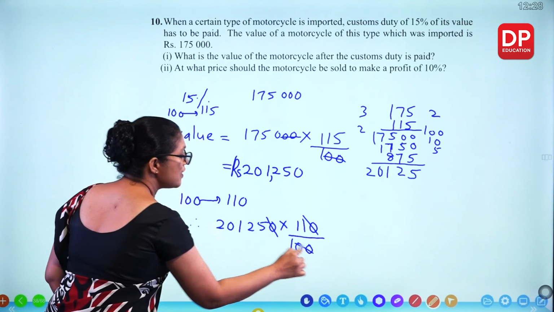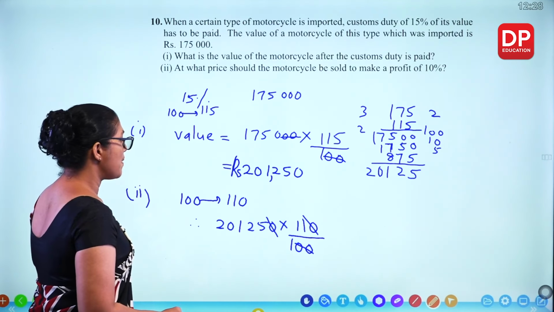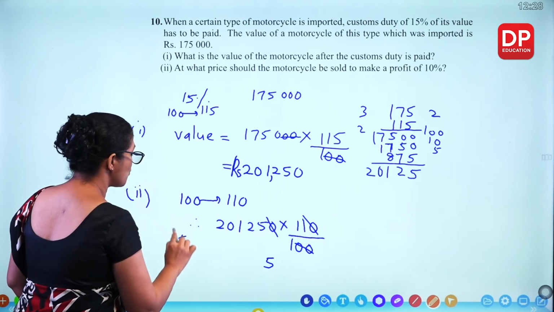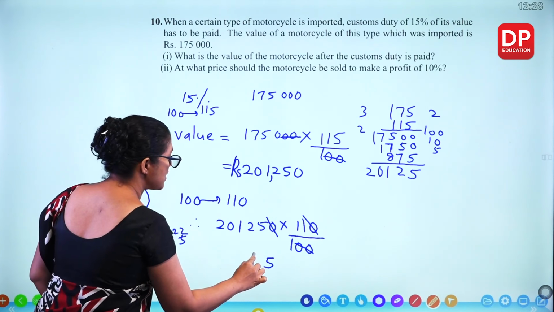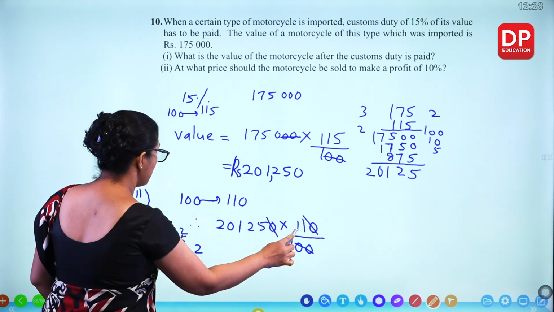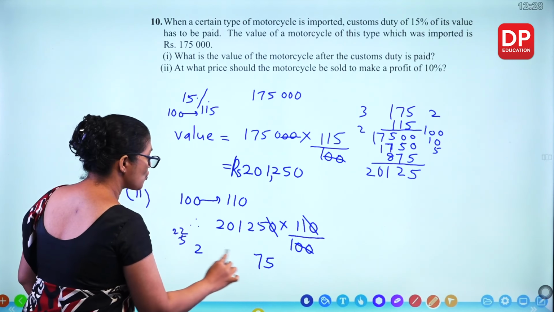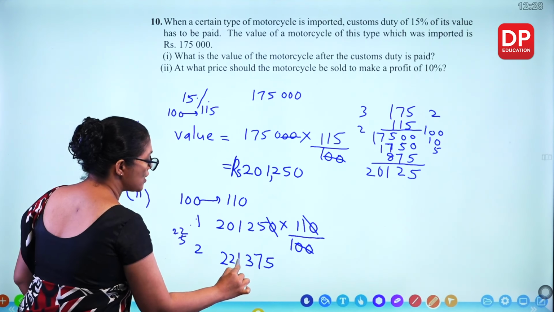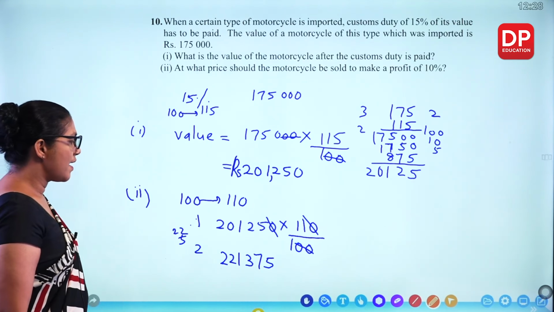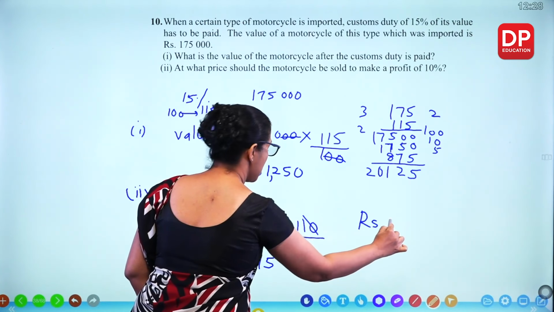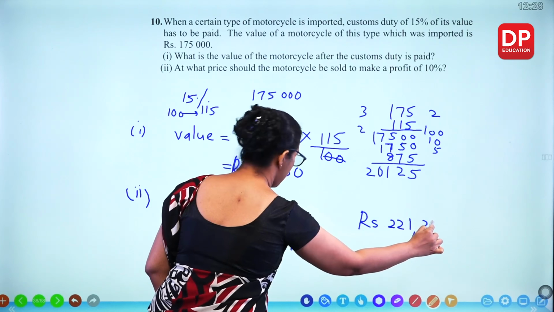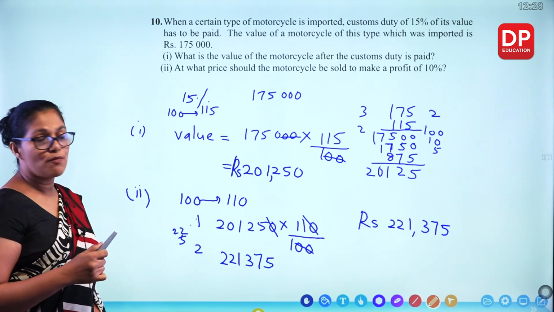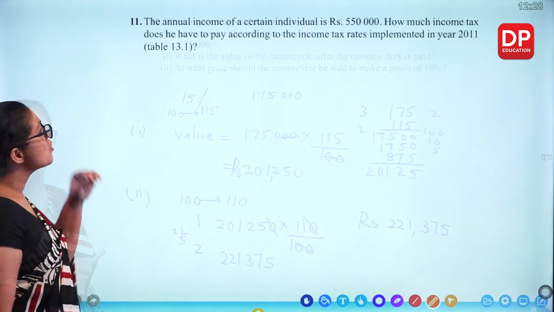With these two zeros, you have to multiply by 11. 11 times 5, 55, 5 remaining, 11 times 2, 22 plus 5, 27, 2 remaining. 11 times 1, 11, 11 plus 2, 13, 1 remaining. And here 11 times 2, 22. So what's the price? 221,375 rupees if he wants 10% profit.